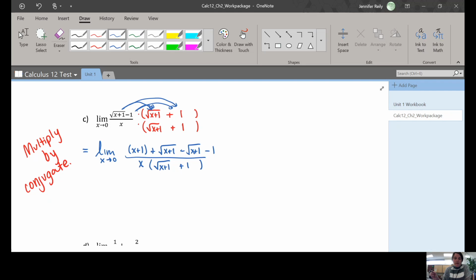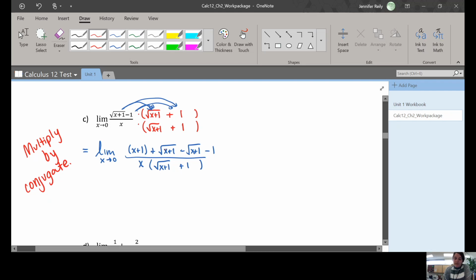Okay, so in the numerator, we've got some canceling that can happen. So notice here we have root x plus 1 and negative root x plus 1. So those can cancel out. And also we have x plus 1 and then minus 1. So the 1s actually go away also. So let's see what we've got now when we write it out. On the top, the only thing left is x. And on the bottom, we have x times root x plus 1 plus 1.